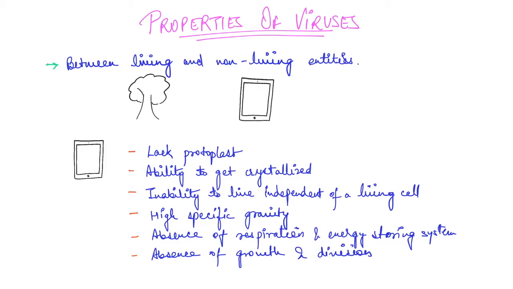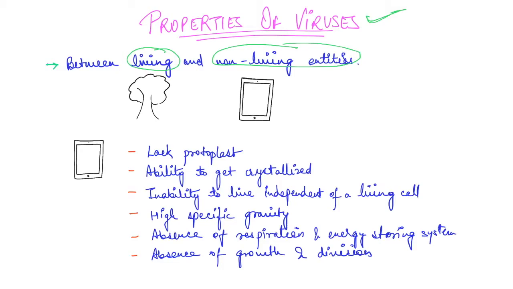So, in today's video, we are going to study properties of viruses. Now, what exactly are the properties of viruses? Why is this considered a unique organism? So, basically, viruses are somewhat an intermediate between living and non-living entities.